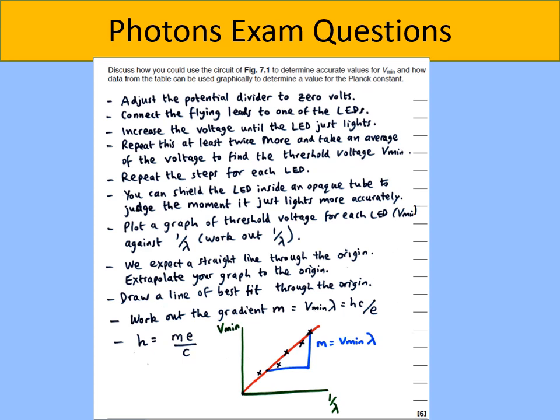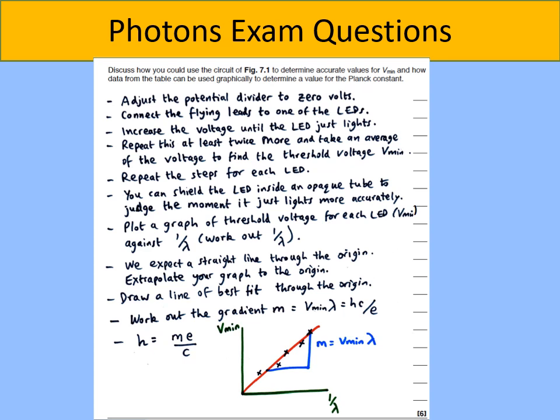The first point we could make is that we can adjust the potential divider to 0 volts. Second point to make is that we connect the flying leads to one of the LEDs. The third point is that we need to increase the voltage until the LED just lights. Take a recording of that value. Repeat this at least twice more and take an average of the voltage to find the threshold voltage, which is V min, and that will give us a more accurate reading. Then we repeat the steps for each LED.